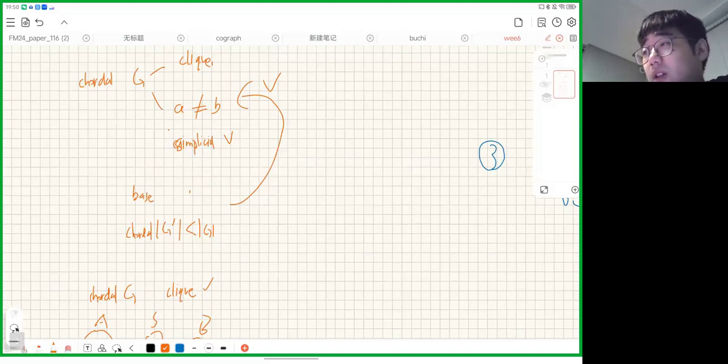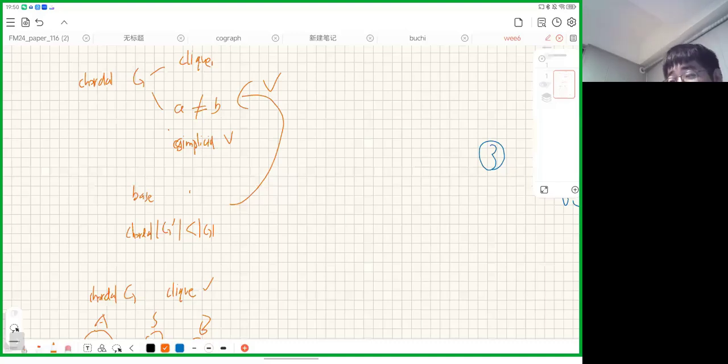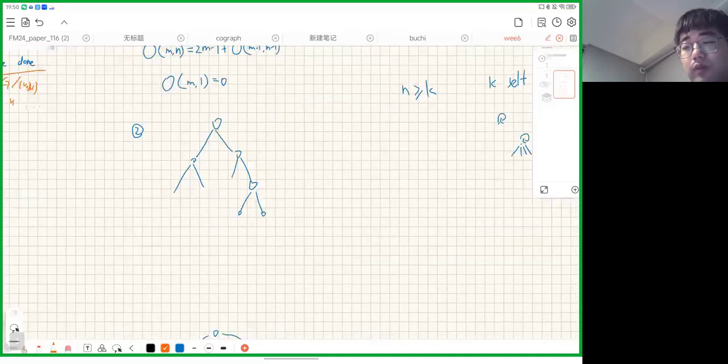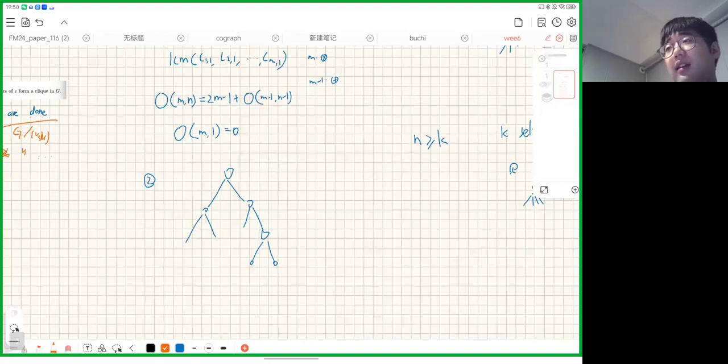Thus, we are done. We proved that if there's a chordal graph, then there must be some simplicial vertex inside it, and that means we can easily find a perfect elimination order just by taking out the simplicial vertex, and then for the left chordal graph, taking out a simplicial vertex again, and keep doing this. We will create an elimination order. Okay, is that okay? Let's go to the next question now.